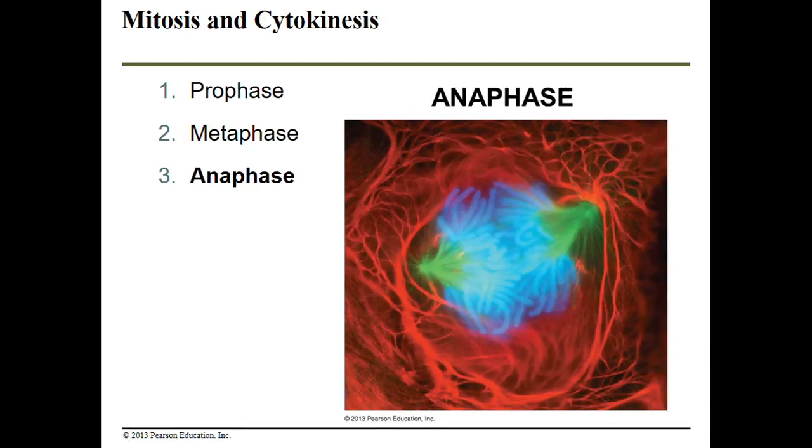Next we have anaphase, so PMAT, this is the A, anaphase, and this is where the chromosomes get pulled to each side, so to the different poles. They're getting away from the equator, they're getting pulled to the different sides of the cell. So it looks like they're getting dragged by the centromeres, and that's because they are getting dragged by the centromeres.